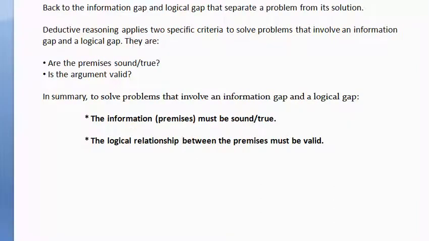Back to the information and logical gap that separate the problem from its solution. Deductive reasoning applies two specific criteria to solve problems that involve an information gap and a logical gap. They are: are the premises sound or true? Is the argument valid? In summary, to solve problems that involve an information gap and logic gap, the information premises must be sound, true. The logical relationship between the two must be valid.